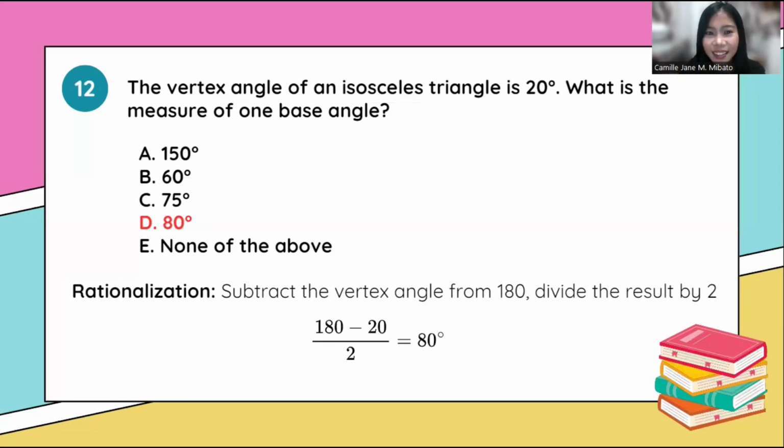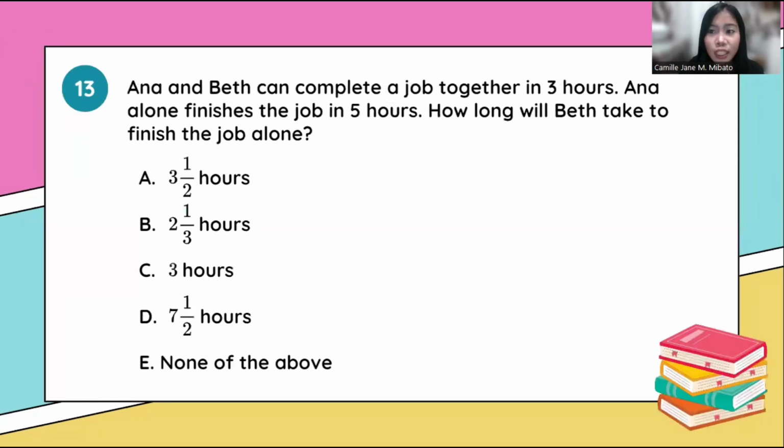Okay? Now let's proceed to question 13. Anna and Beth can complete a job together in 3 hours. Anna alone finishes the job in 5 hours. How long will Beth take to finish the job alone? A. 3.5 hours. B. 2 1/3 hours. C. 3 hours. Letter D. 7.5 hours. Or letter E. None of the above. What do you think is the answer for question 13?